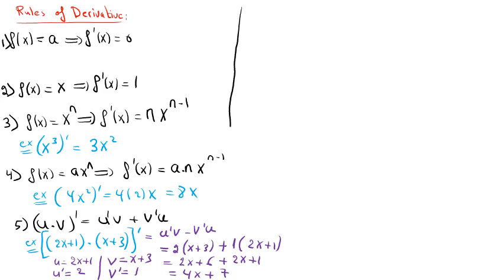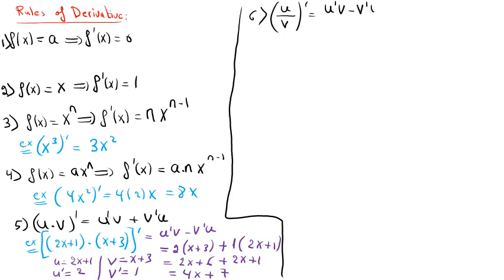Part 6, we have u over v. The derivative of u over v is u prime v minus v prime u over v square.